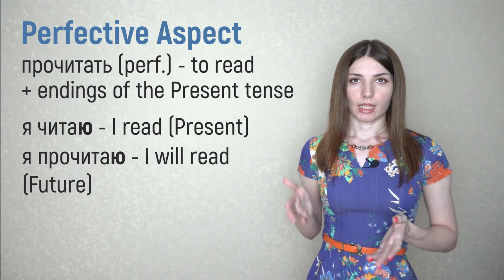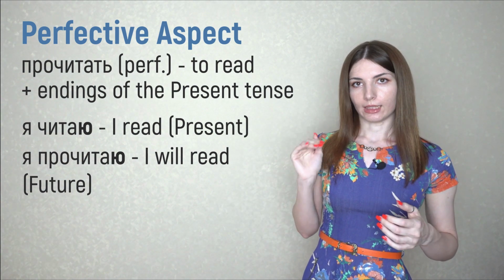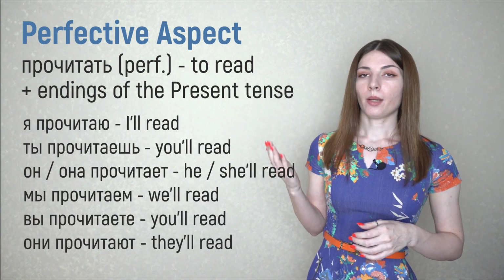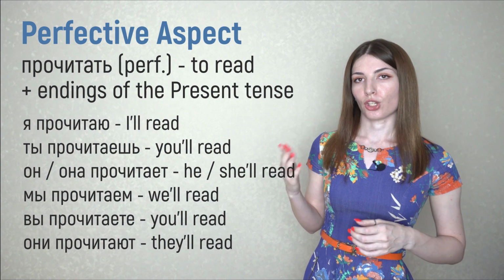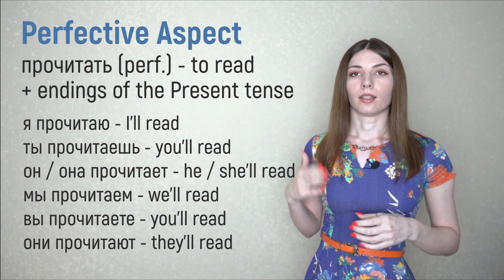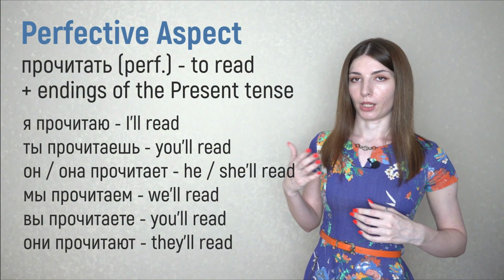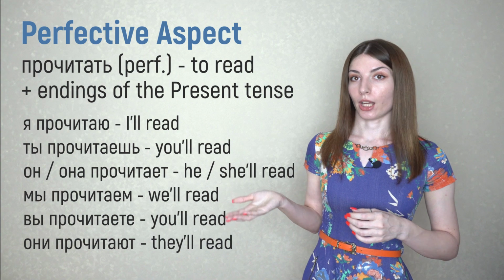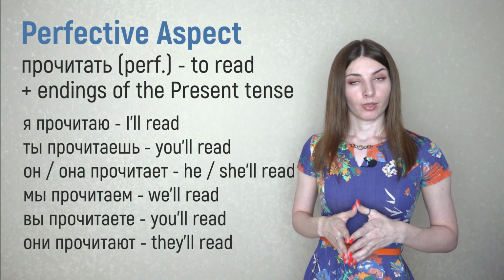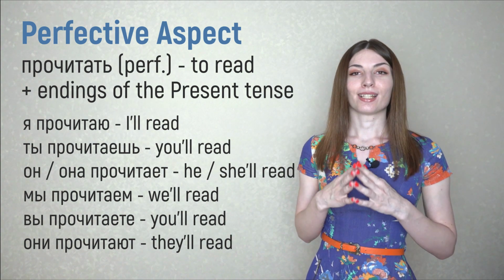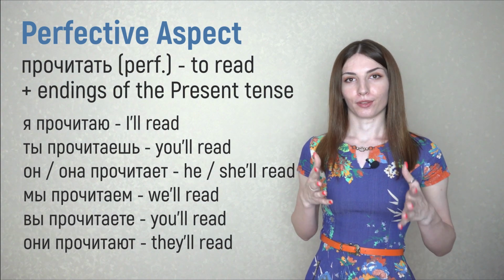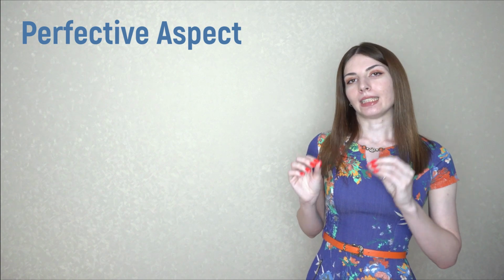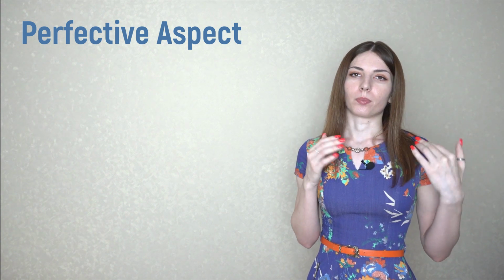And as I said, all the endings will be just the same as for the present tense. So let's see all these forms. Я прочитаю, ты прочитаешь, он, она прочитает, мы прочитаем, вы прочитаете, они прочитают. But the other problem is that we have a lot of irregular verbs. And irregular verbs will have the same form again as in the present tense.